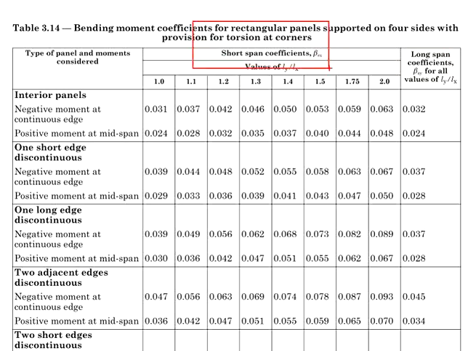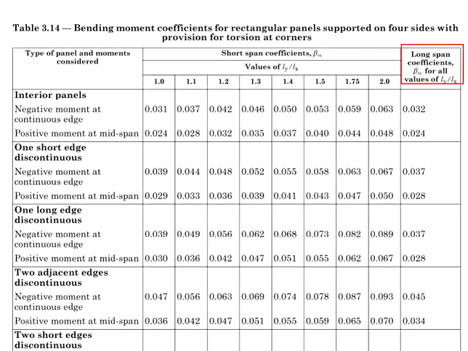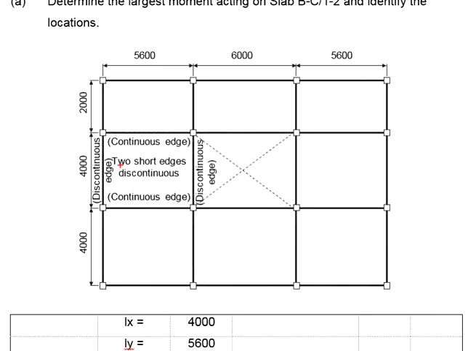The short span coefficients refers to the coefficients here, which is in the directions of the short span, whereas the long span coefficient refers to the coefficients here, which is in the directions of the long span.